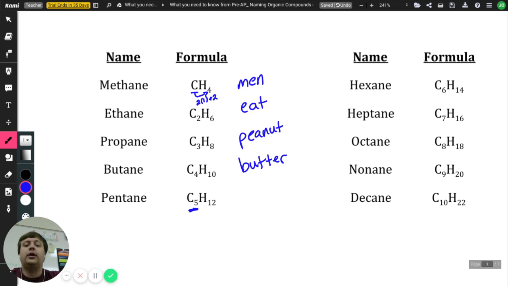So when we're looking at the rest of these, we're basically just going to be looking at and seeing, okay, well, how many carbon do I have? And the prefix is going to tell me, unless it falls into these first 4. Okay, so penta would tell me I have 5 carbon. And then to figure out how many hydrogen I have, I would do twice that number plus 2.